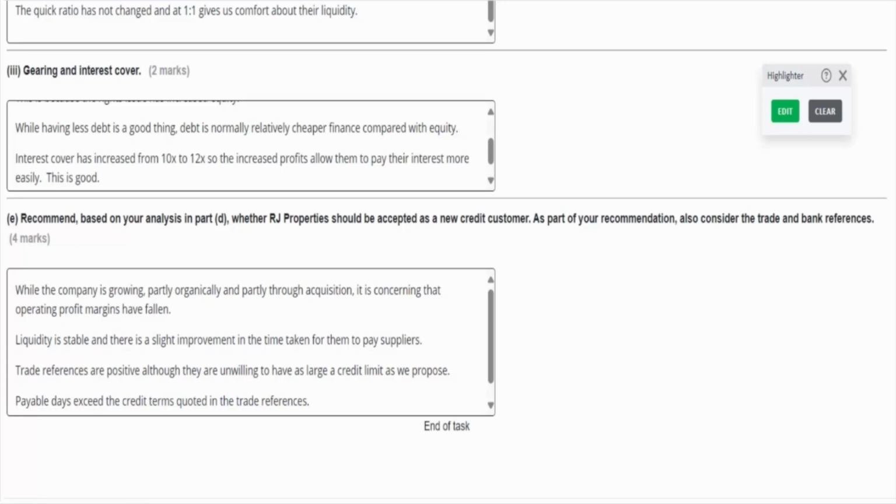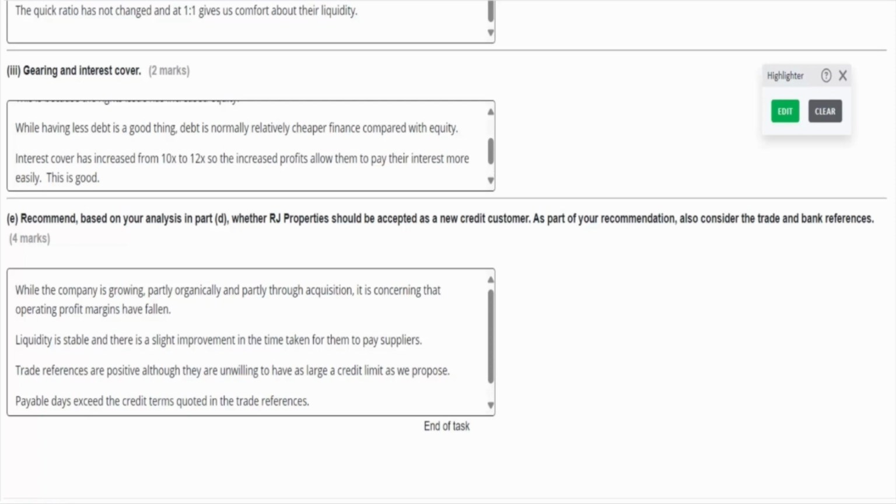Now, is this a good or a bad thing? Well, it's hard to tell, really, because debt is a relatively cheap way of funding your business. Shareholders require a higher return, typically, than banks do. So reducing our amount of debt potentially means that our cost of capital is increasing. But nevertheless, having lots of debt is worrying. So it could go either way in terms of whether this is a good or a bad thing. So we could say that while having less debt is a good thing, debt is normally relatively cheaper finance compared with equity.